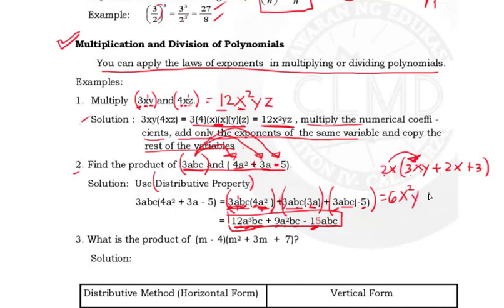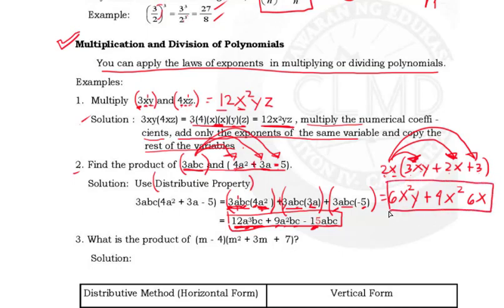Next, plus 2 times 2 is 4. X times x is x square. We're done multiplying this. The last is the last term, 2x times 3. 2 times 3 is 6. Copy the x. So now you have the product. That's how easy it is.